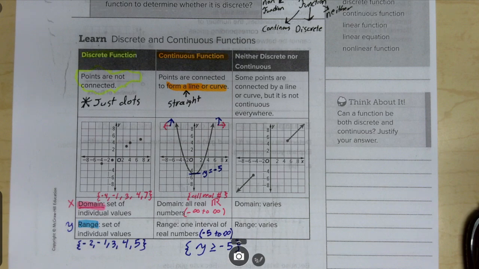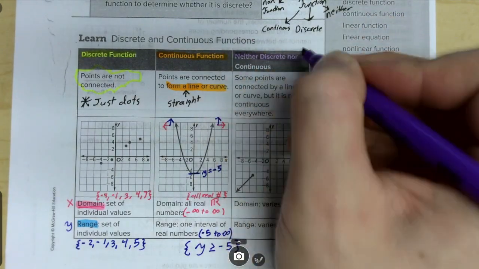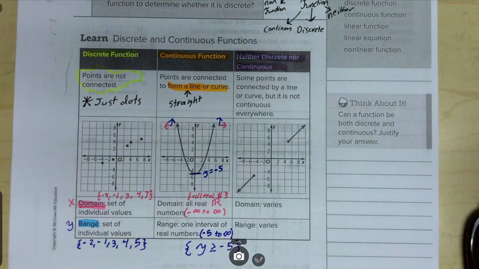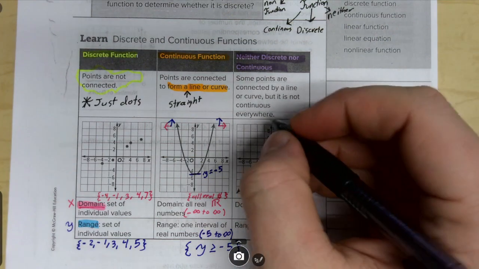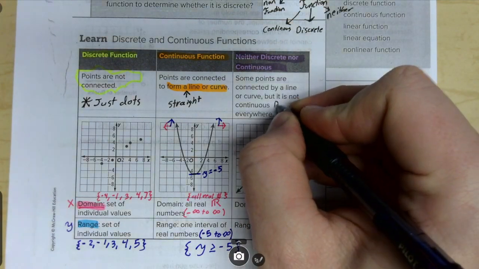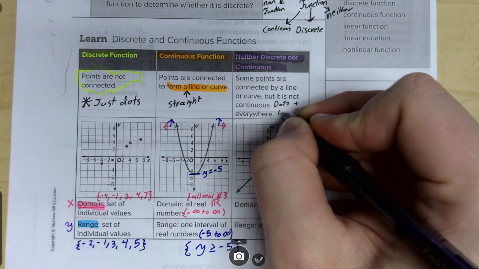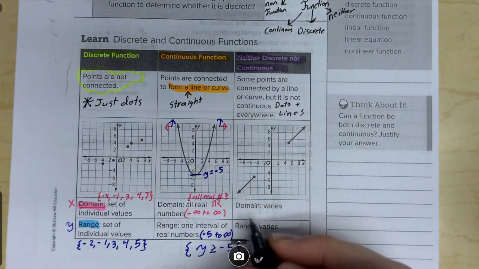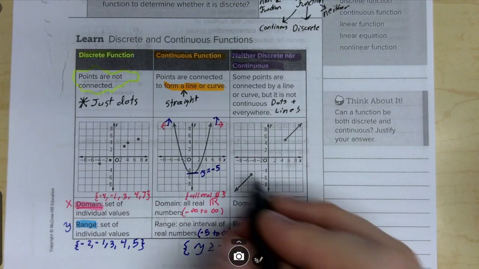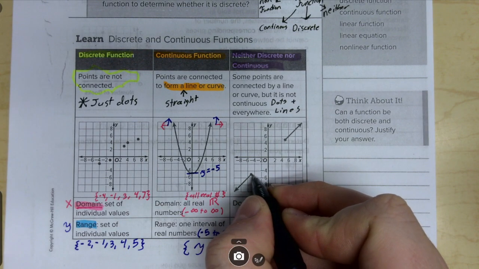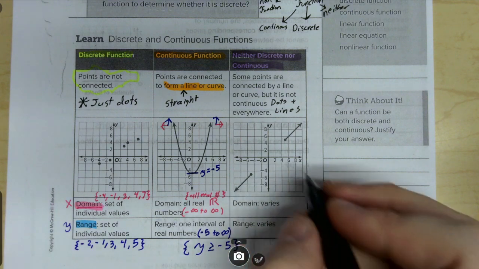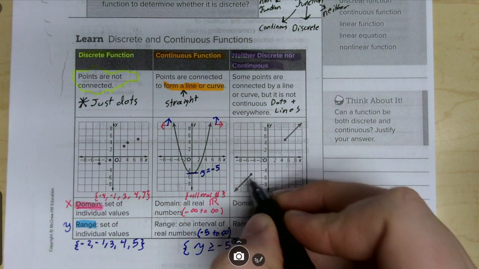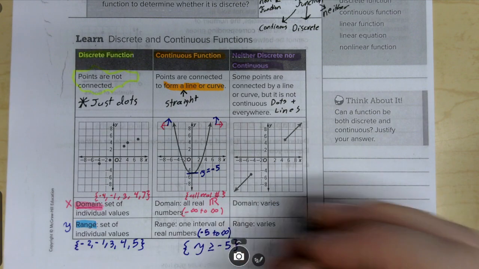Last one we have is neither discrete nor continuous. Some points are connected by a line or a curve, but it's not continuous everywhere. So for the one here, we get it has breaks. This is dots plus lines. The domain for this one, this one has a lower limit for both its x and y direction of -5. And we have a lower limit here. Well, I guess you'd say this is an upper limit because everything is less than.